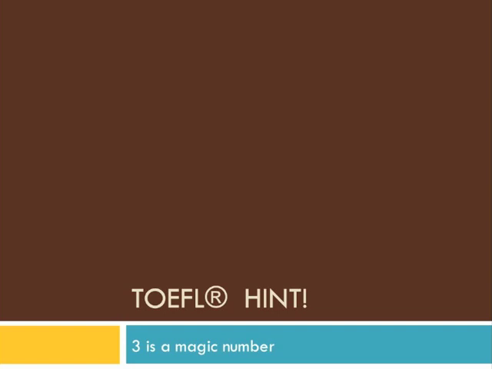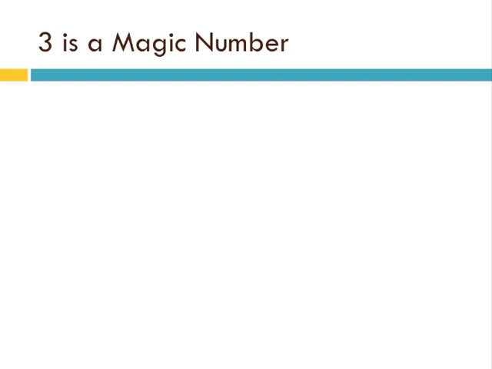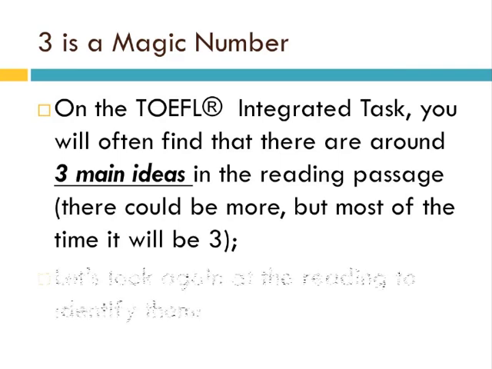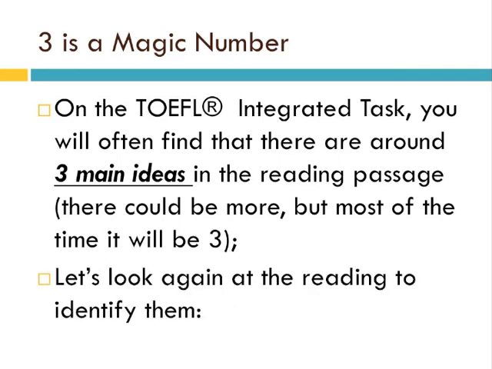Now, generally when I tell students to focus on the reading at the first part, I suggest to students kind of try to think about the fact that in the reading there are most likely going to be 3 main ideas that the passage is going to give. Now, there could be more, but most of the time it'll be around 3. So as we look again at the reading, let's see if we can identify them.